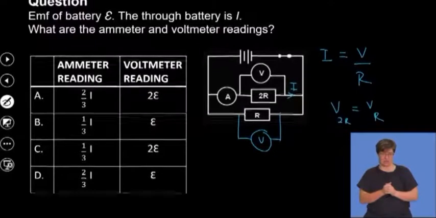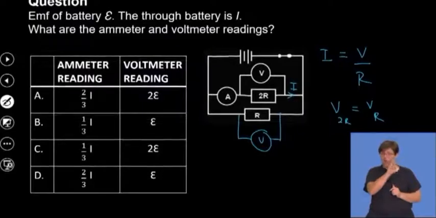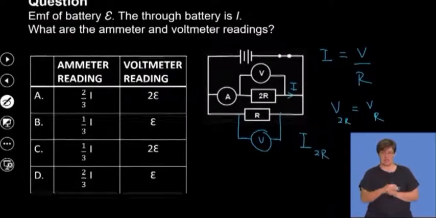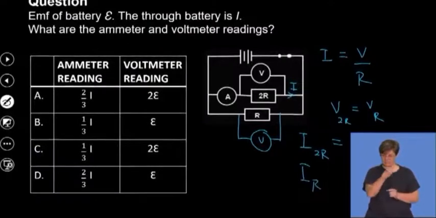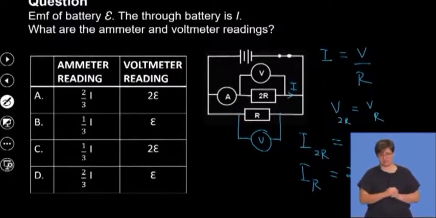Now, if the resistance of 2R is double that of R, what does it mean? It means R will receive more current than the current that goes through 2R, because 2R is double R. That's another way of saying it. So the current that goes through 2R is equal to I, right? And then the current that goes through R must be double the current that goes through 2R, because R has less resistance than 2R.